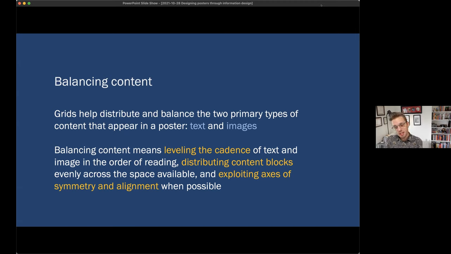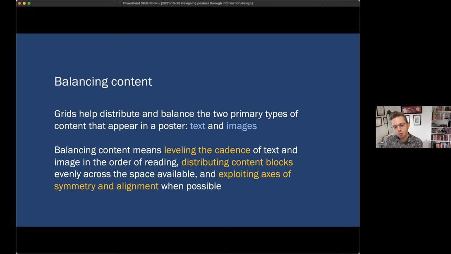And balancing content means many different things. It means leveling the cadence of text and image in the order in which our poster, for example, is read. So for example, in that previous infographic where we had the different rectangles and the arrows showing the order of reading, it matters that there's some text first, then a visualization, then more text, then another visualization. And we go back and forth like this. That cadence helps break up the wall of text phenomenon that is very common in figures and posters. So that's one way to balance content. Another way to balance content is to distribute content evenly across the available space of a poster or a figure.